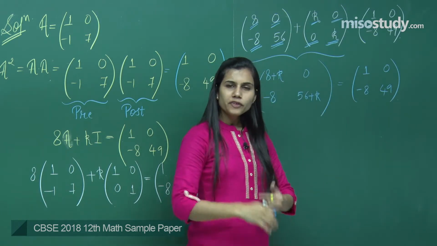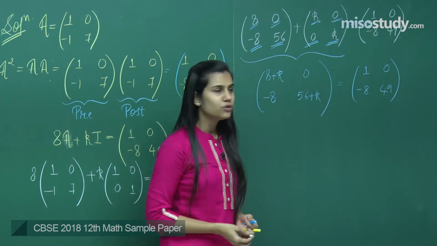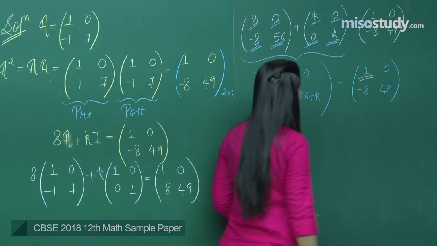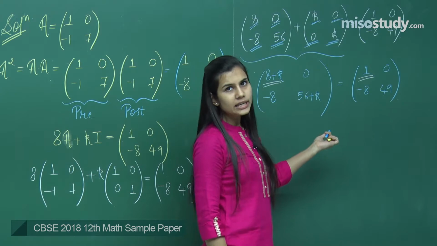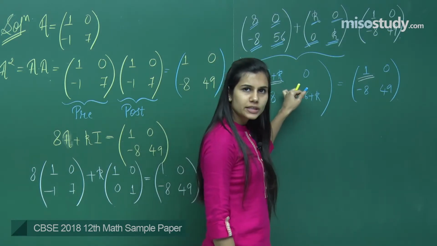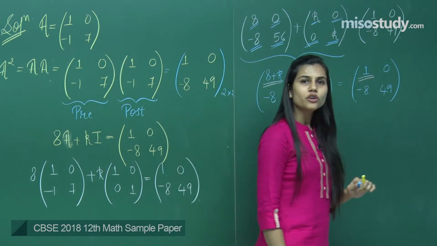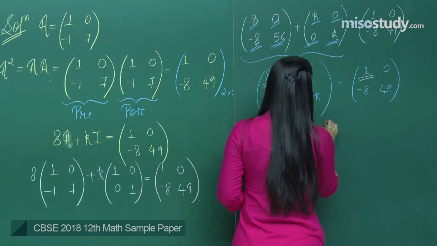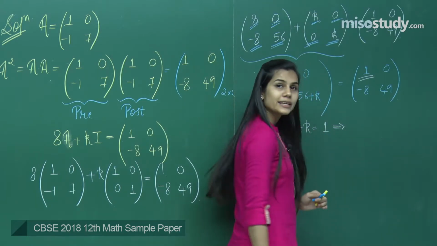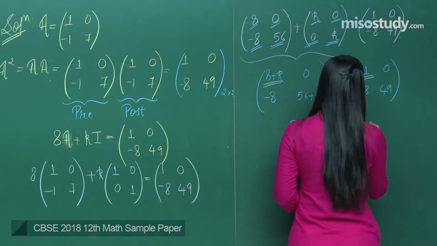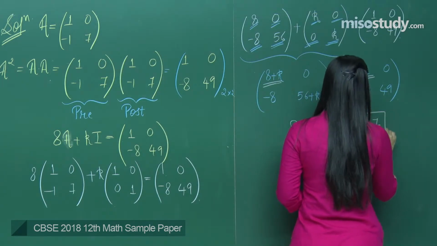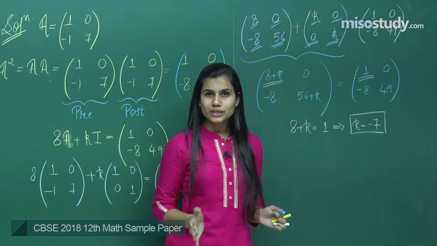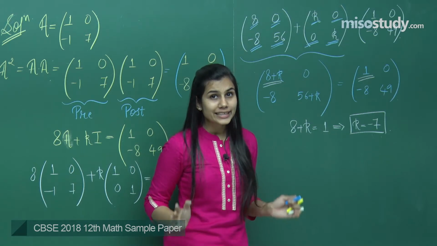Now the concept of equality of two matrices is being used. So what happens? When two matrices of the same order are equal, that means their corresponding entries are equal. So the 1-1th entry of this matrix is equal to the 1-1th entry of this matrix, thereby giving you 8 plus K is 1, which implies what? K is equal to minus 7. And that was what the question was. The question was to find K.